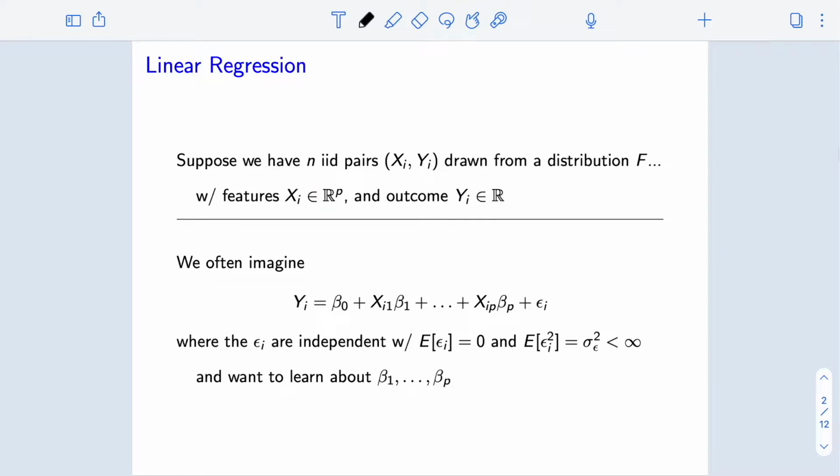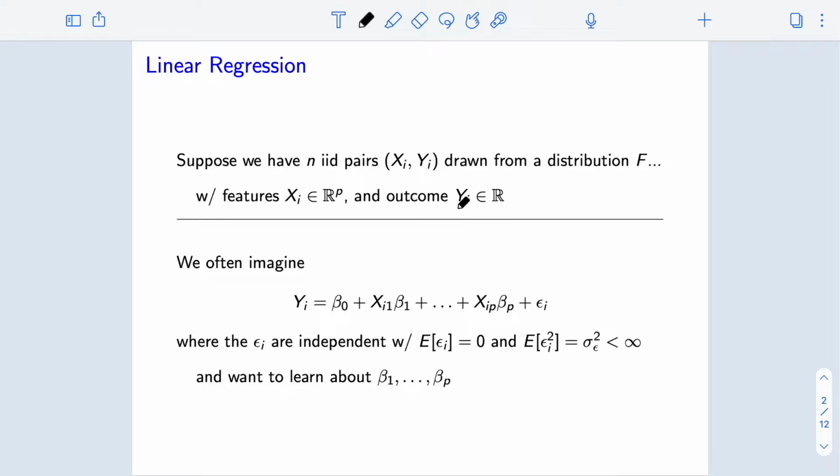So let's begin with our setup. Here we imagine we have n pairs of observations, xi, yi. Xi are our features, yi is our outcome, and these are drawn from some distribution f on R^(p+1). We're imagining here we have p features, right? p may be 1 or p may be greater than 1, and a single continuous outcome.